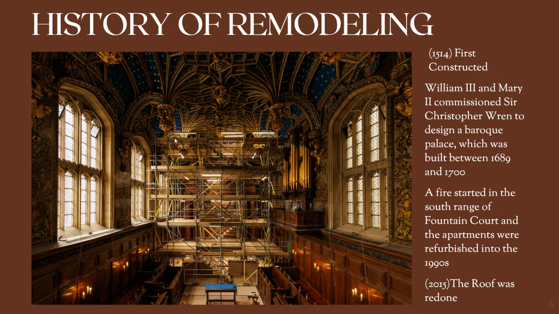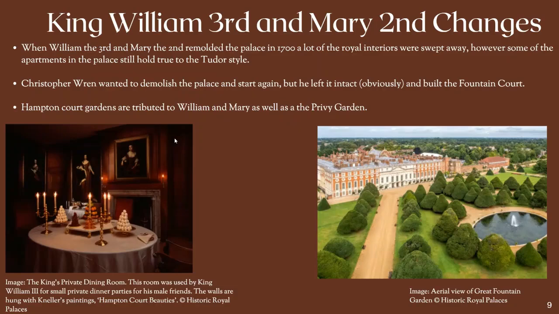So, some of the history of the remodeling. Again, it was first constructed in 1514. King William III and Queen Mary II commissioned Sir Christopher Wren to design a Baroque palace, which was built between 1689 and 1700. A fire broke out in the south range of the Fountain Court, and the apartments were refurbished in the 1990s. And then in 2015, the roof was redone.